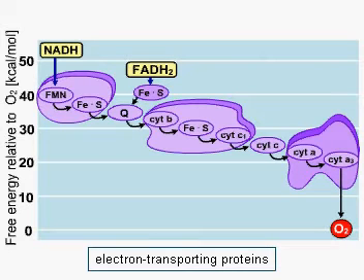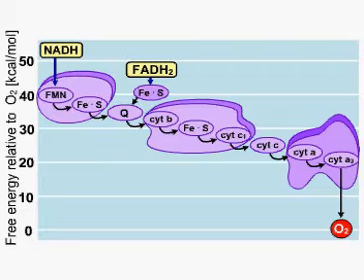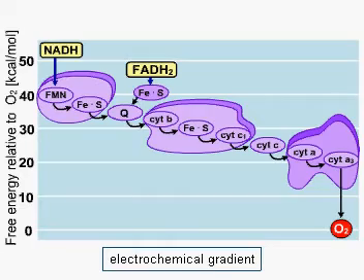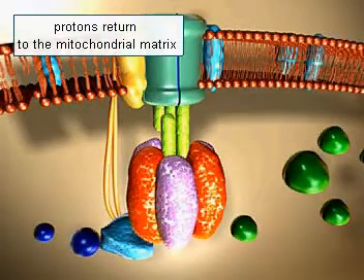Electron-transporting proteins are arranged in a specific order in the inner mitochondrial membrane, where they form the electron transport chain. The transfer of electrons along this chain is accompanied by the pumping of protons from the internal space of the mitochondrion into the intermembrane space. This creates an electrochemical gradient across the inner membrane, down which the protons return to the mitochondrial matrix.